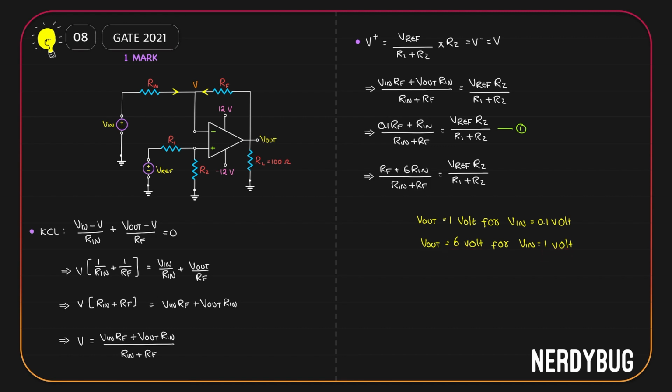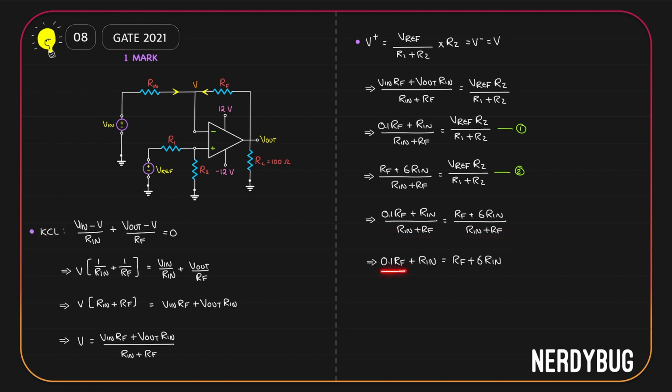Let's call this equation number 2. You can see that the right hand sides of both these equations are the same. That means the left hand sides should also be equal. Rin plus Rf can be cancelled from both sides. We get 0.1 Rf plus Rin is Rf plus 6 Rin.